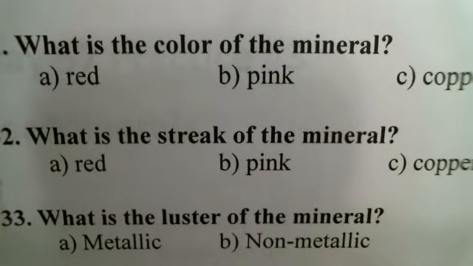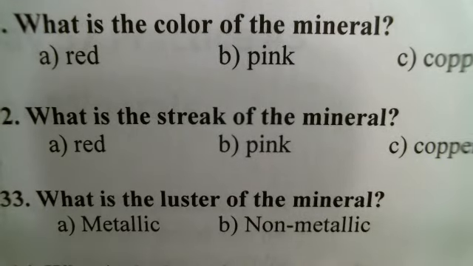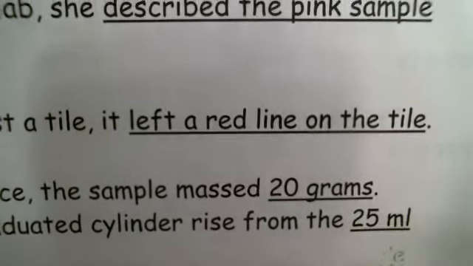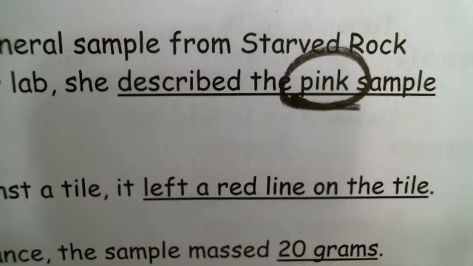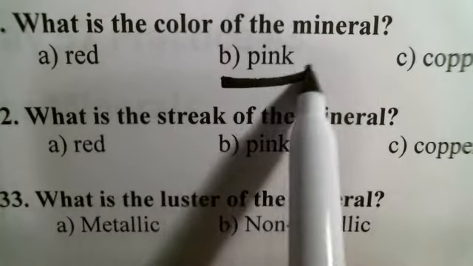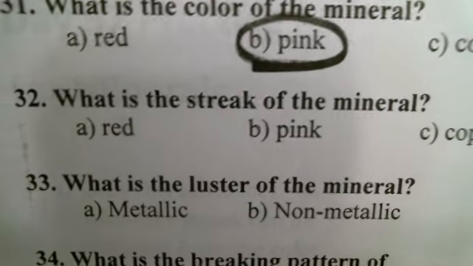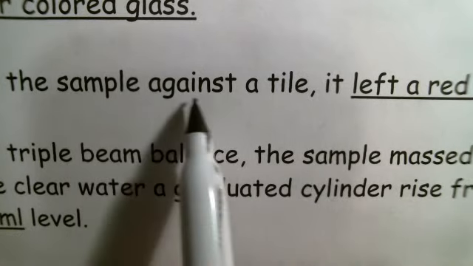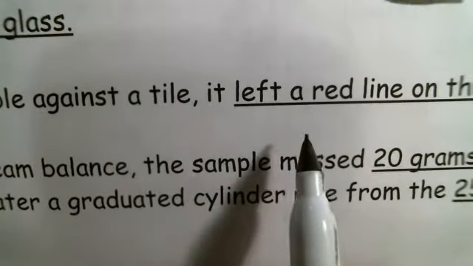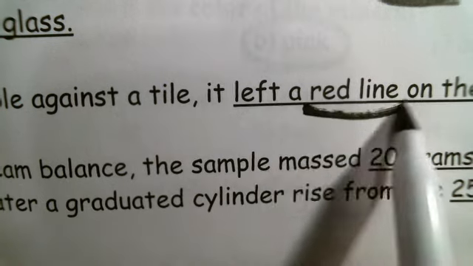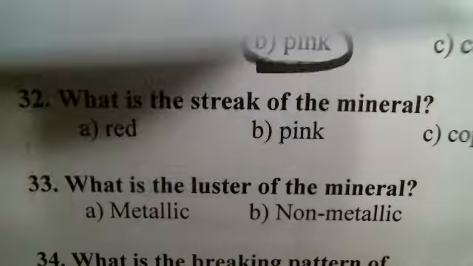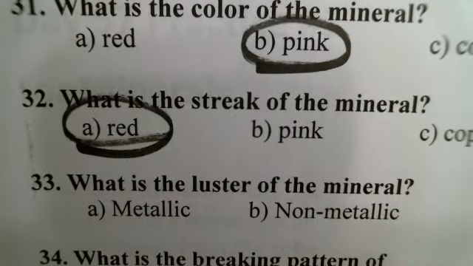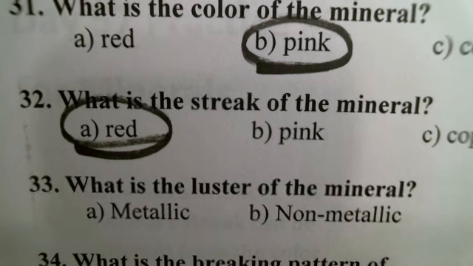Number 31, what is the color of the material? Looking back at the reading, it said that she described the pink sample. So the sample color is pink. Number 32, what is the streak of the mineral? Well, when she rubbed it against tile, it left a red line. So this is the streak. Rubbing against tile, what kind of a line does it leave? Red.